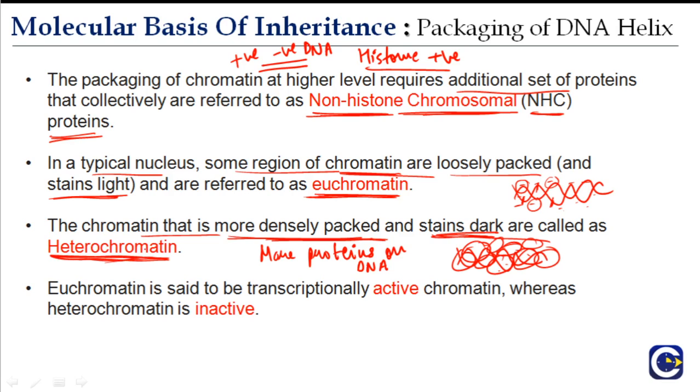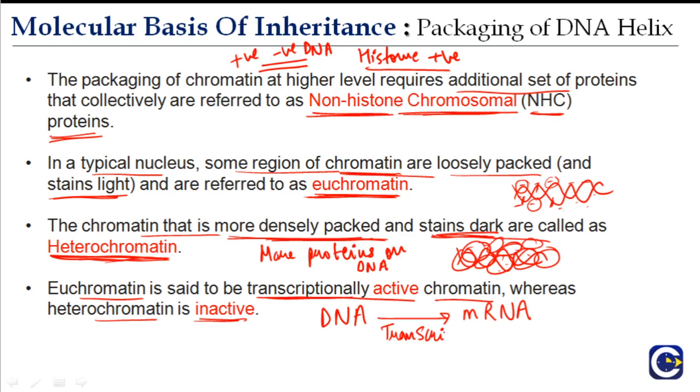And why are we talking about euchromatin and heterochromatin? It is very important because euchromatin is said to be transcriptionally active chromatin, whereas heterochromatin is inactive. What does this mean? Do you remember what transcription is? In the previous parts we have talked about it, not in detail, but we all know the process. What is transcription? When DNA is converted to mRNA in humans, this process is called transcription.